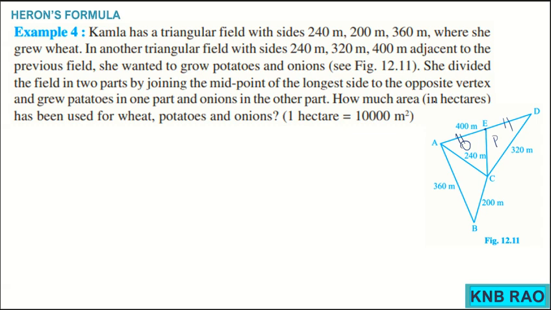How much area in hectares has been used for wheat? That means here is the wheat, potatoes and onions. This is the question. Okay.